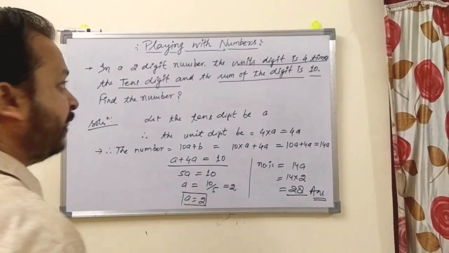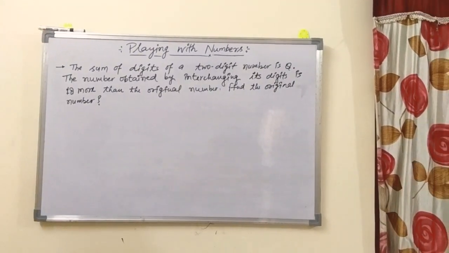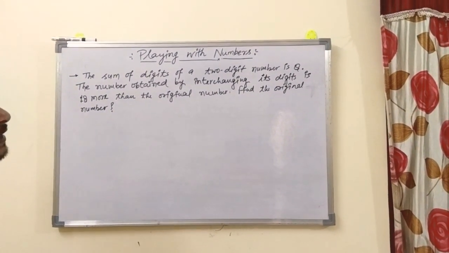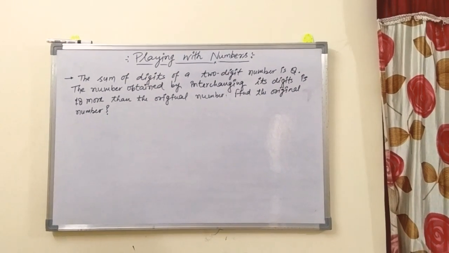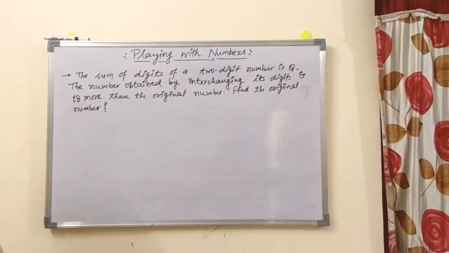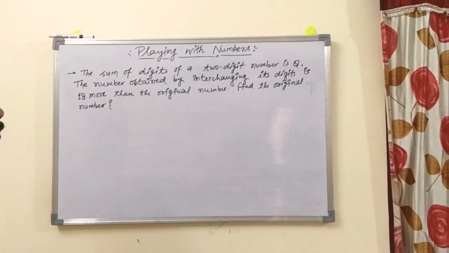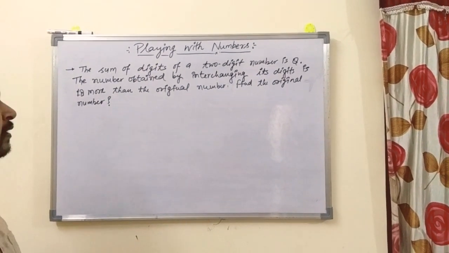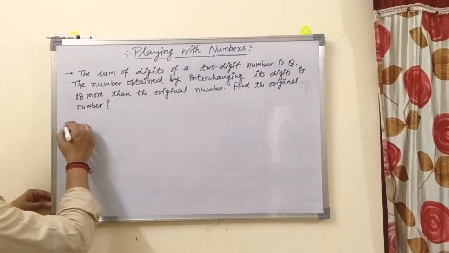So come to next question. The question reads as, the sum of digits of a two-digit number is 8. The number obtained by interchanging its digits is 18 more than the original number. Find the original number.